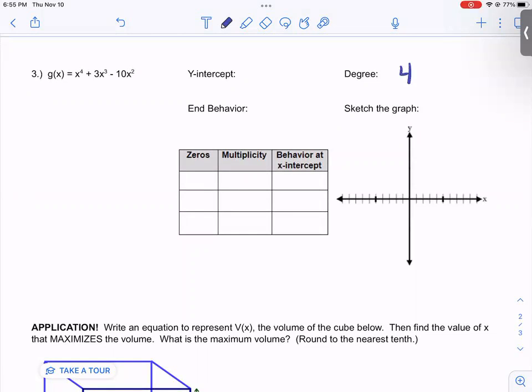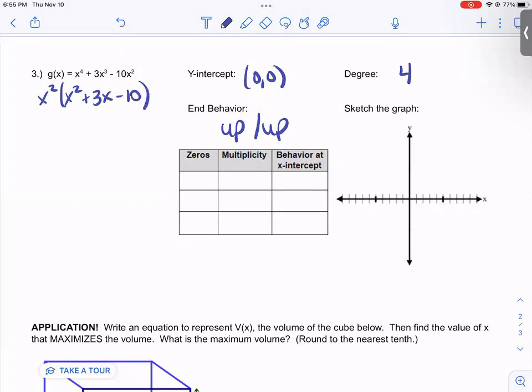Our end behavior with a positive a value is going to be up, up again. And our y-intercept is also going to be 0, 0 based on the fact that we have all x's in every term. So 0 going in for every x will make it 0. Let's find our zeros by factoring. So we have an x squared GCF, which creates x squared inside the parentheses times x squared plus 3x minus 10.